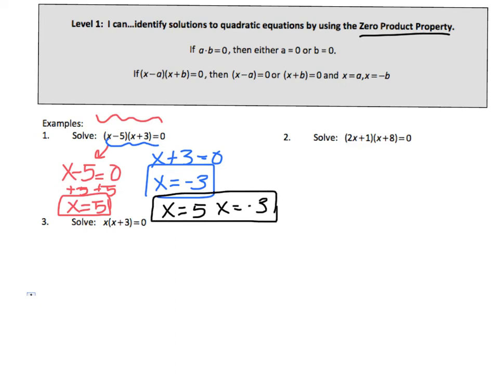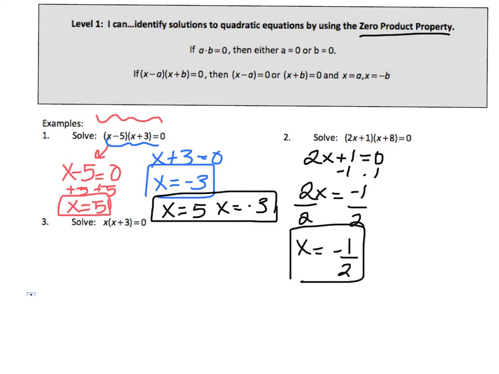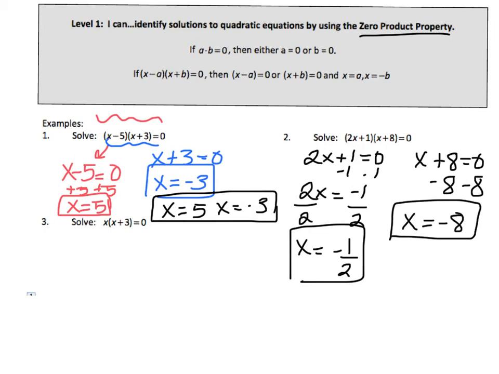Okay, let's try number 2. Same thing, you want to set each factor, each group, equal to 0 and solve like you normally would. So you're going to subtract 1 from each side and then divide by 2. So one solution to this equation is negative 1/2. But then if you set the other factor equal to 0 and solve for x, that means if x equals negative 8, this whole thing equals 0. Or if x equals negative 1/2, this whole thing equals 0 again.